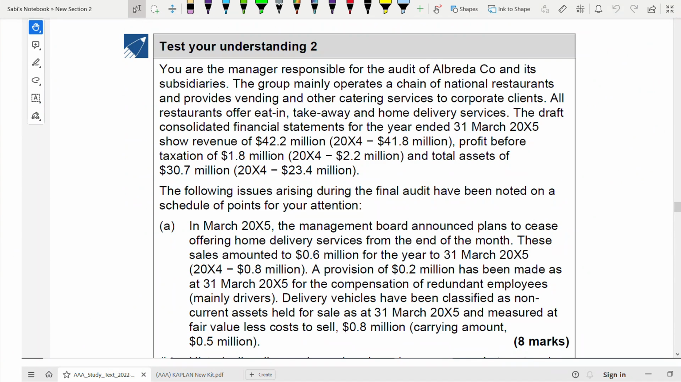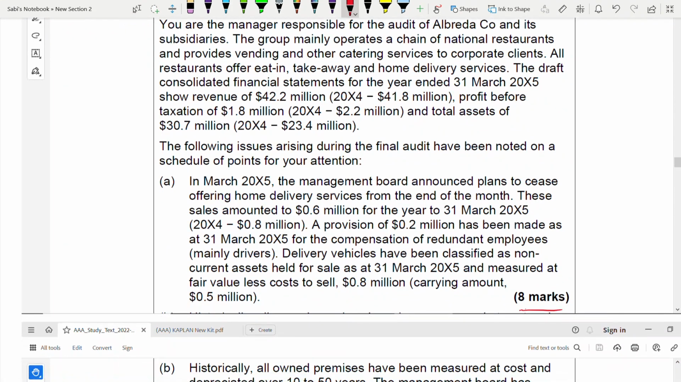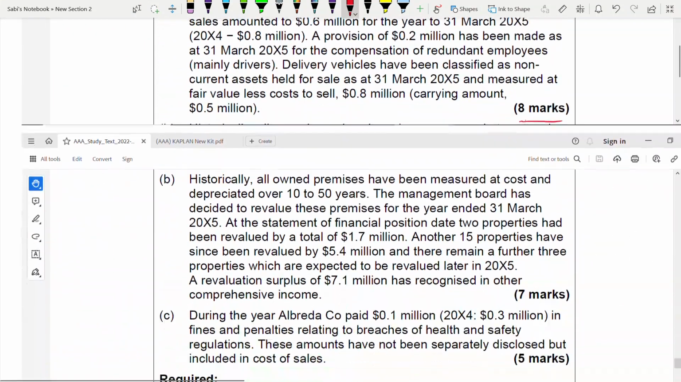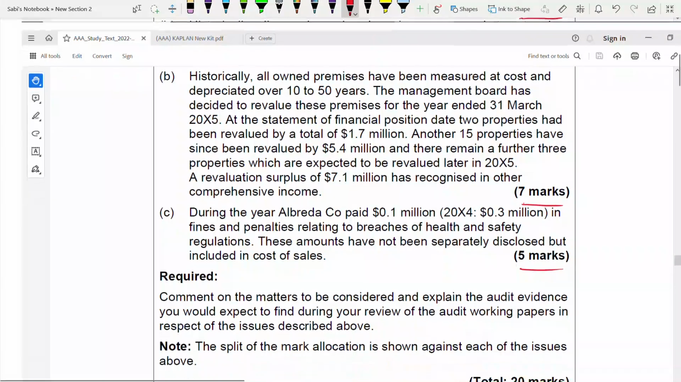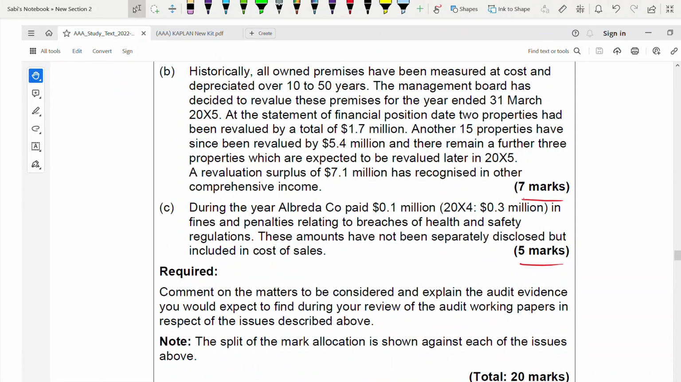Test your understanding 2. In this question is the same pattern that we have done in test your understanding 1. 3 issues. This time they have given the marks next to each issue: A 8 marks, B 7 marks, C 5 marks. Requirement is the same with an additional thing. Here also matters to be considered.